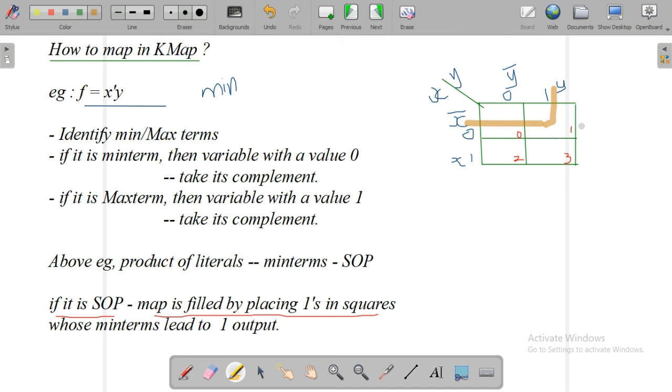The given minterm is x dash y. So in this cell, we have to write the value 1, because the map is filled by placing 1s in the squares whose minterm is present.